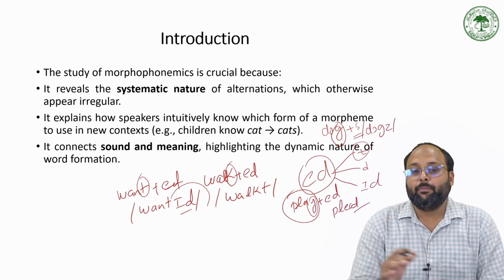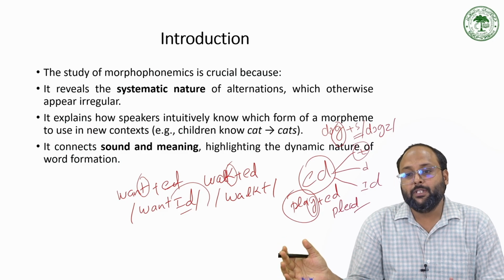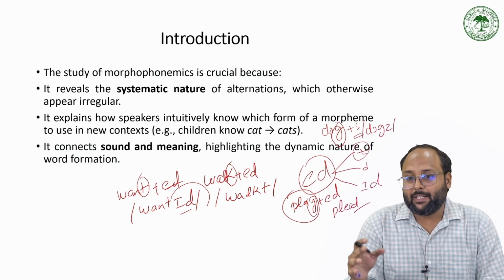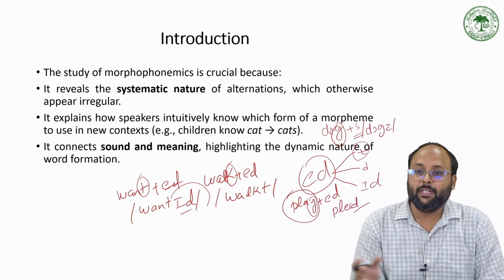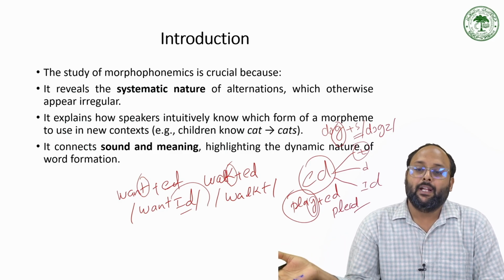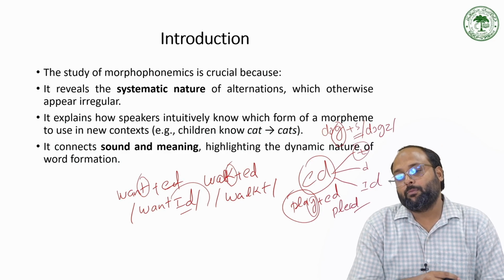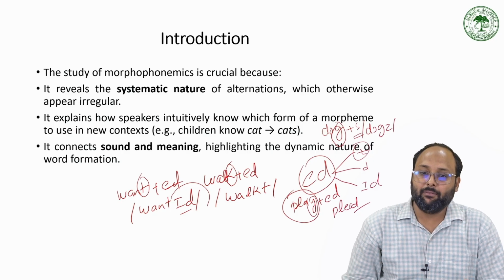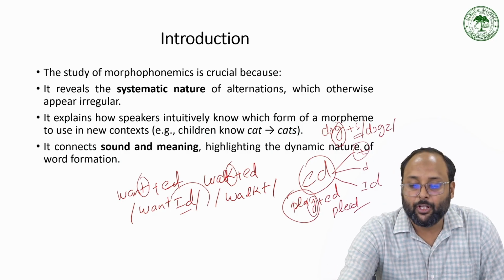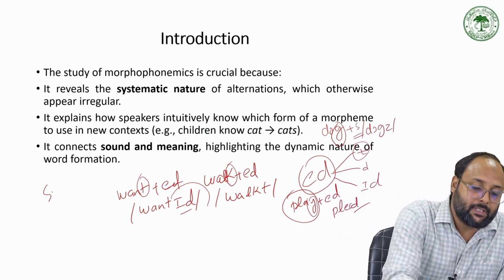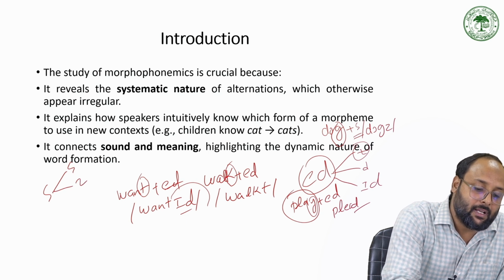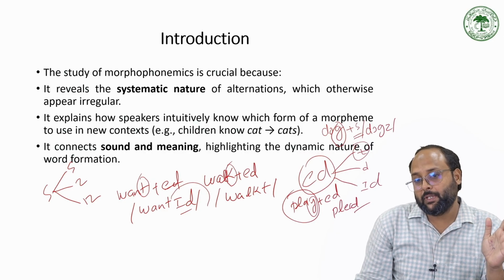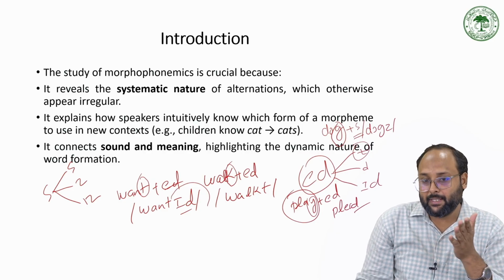So it connects sound and meaning. A particular sound describes a particular meaning. The sounds /s/, /z/, and /ɪz/, all the different alternations of the sound, describe the same morpheme, which is the plural morpheme. But at the surface level, they have three different representations: /s/, /z/, and /ɪz/. The meaning is the same, the plural morpheme, but the sound is different at the surface level.